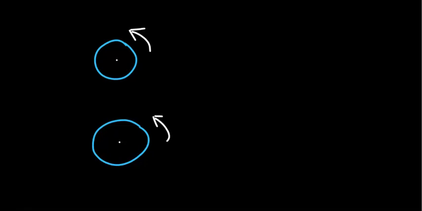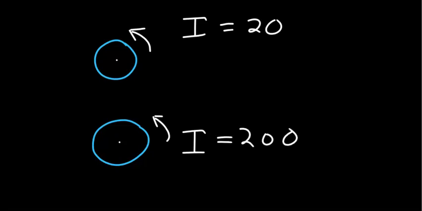Let's assume you have a couple of disks that are spinning, like that. And the axis of spin is in the middle and coming out of the board. Let's say the spin is counterclockwise. Assume that the moment of inertia of that first disk is 20 in SI units, and the second one is 200 in SI units. Let's assume they are spinning at the same rate, namely the angular speed is 5 radian per second and 5 radian per second respectively.